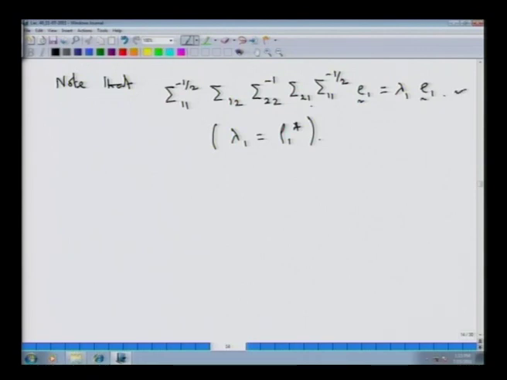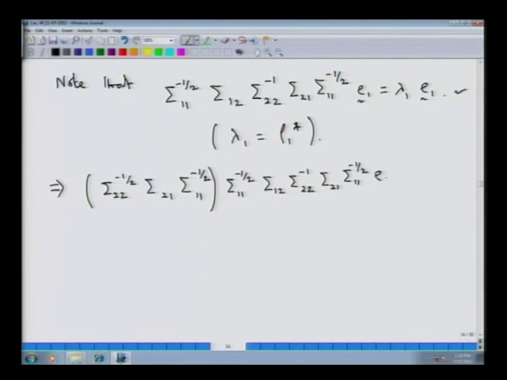Now, starting from this particular equation here, if we pre-multiply the left and the right hand side with this expression, which is sigma 22 to the power minus half, sigma 21 times sigma 11 to the power minus half, then what we are going to get is the following: sigma 11 to the power minus half, sigma 12 sigma 22 to the power minus 1, sigma 21 sigma 11 to the power minus half times E1, that is equal to lambda 1 or rho 1 star times sigma 22 to the power minus half, sigma 21 sigma 11 to the power minus half times E1.